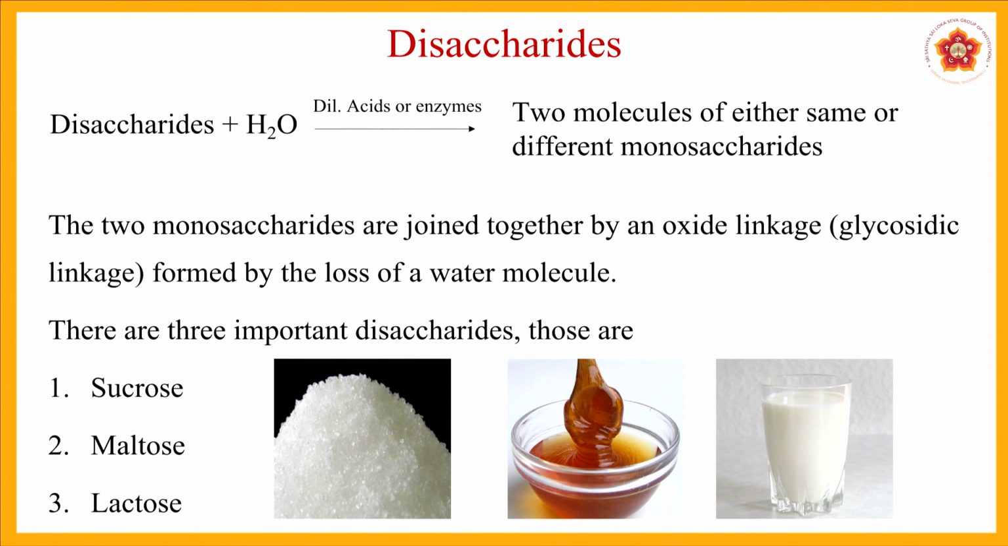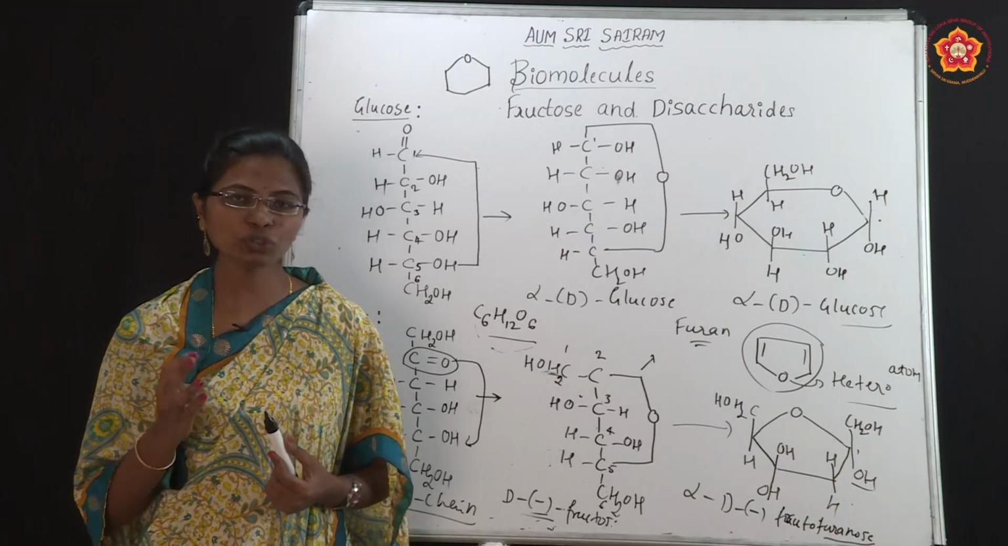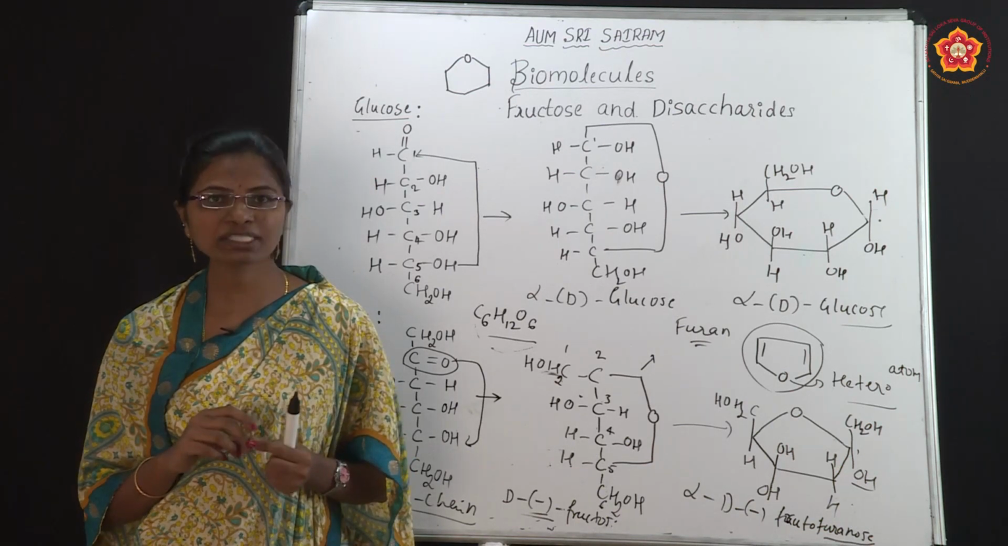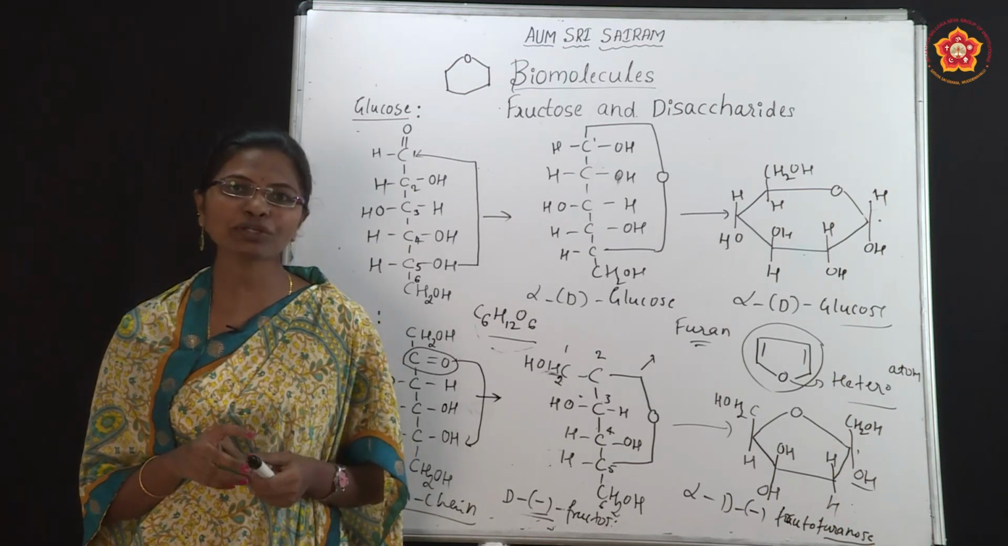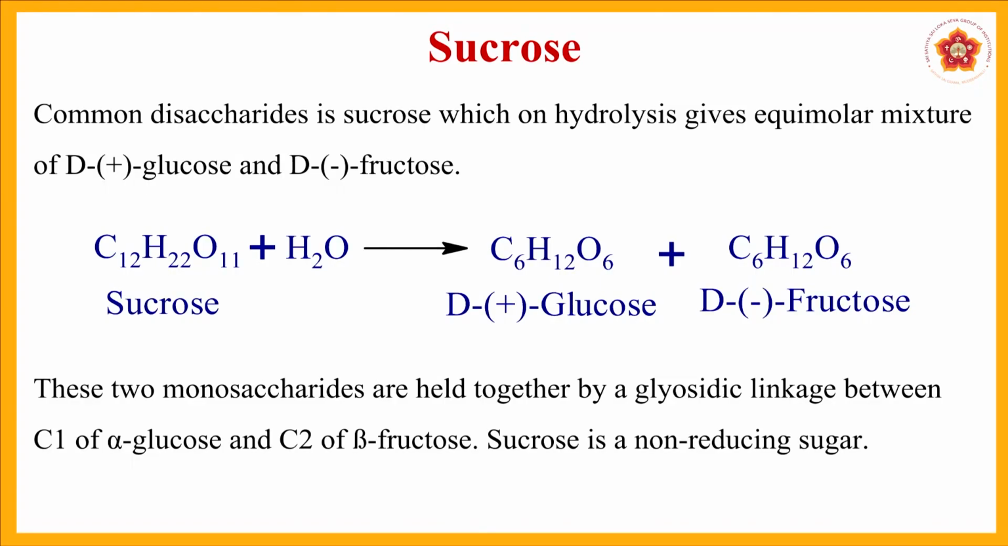Sucrose means the source of sucrose is sugar, right, and maltose comes from malt, and lactose, the sugar present in milk. Okay. So now one by one we will study the structure of sucrose, maltose and lactose. The Haworth structure of sucrose, maltose and lactose is very important even for the examination. They will ask for 2 marks. So first one is sucrose.